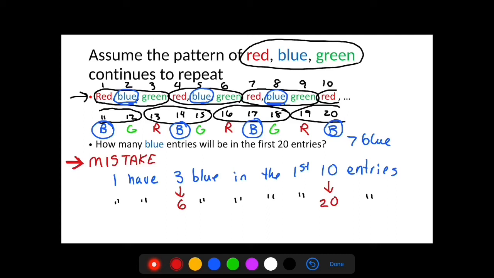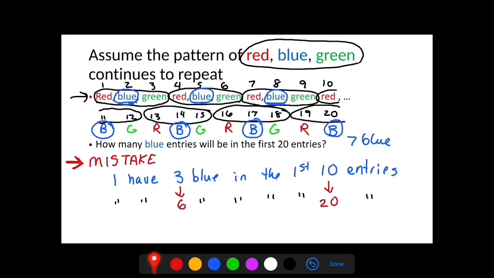Even though we work in a base 10 number system and we often count by tens, 10, 20, 30, in this case, the key repeating unit was 3 units long. So we needed to look and see how many sets of 3 are we going to have in the first 20 entries? And then we can start to figure out how many blue. So 10 isn't really relevant to our set of 3.